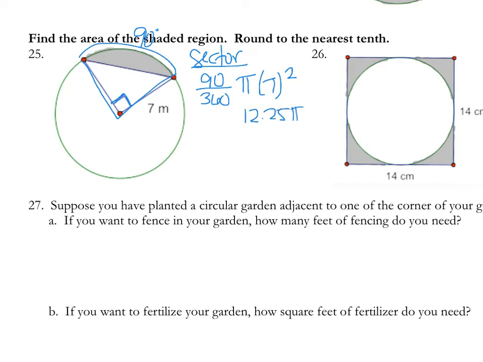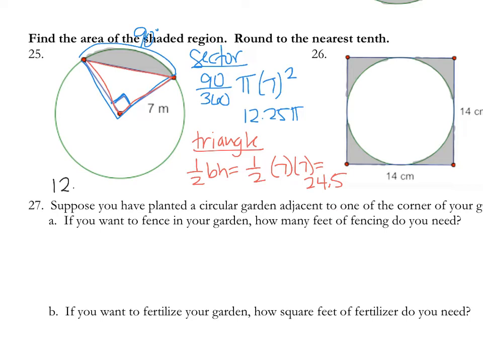And then the other shape that we see in the picture is this triangle, so we can find the area of the triangle as well. To find the area of the triangle, we're going to have to do 1/2 base times height. Because it's a right triangle, it's not an equilateral triangle, so we cannot use that formula. It's going to be 1/2 of 7 times 7, which ends up being 24.5. And then because the triangle was not shaded, we need to subtract that off so we can find what the shaded part was. So you're going to do 12.25 pi minus 24.5 in your calculator.